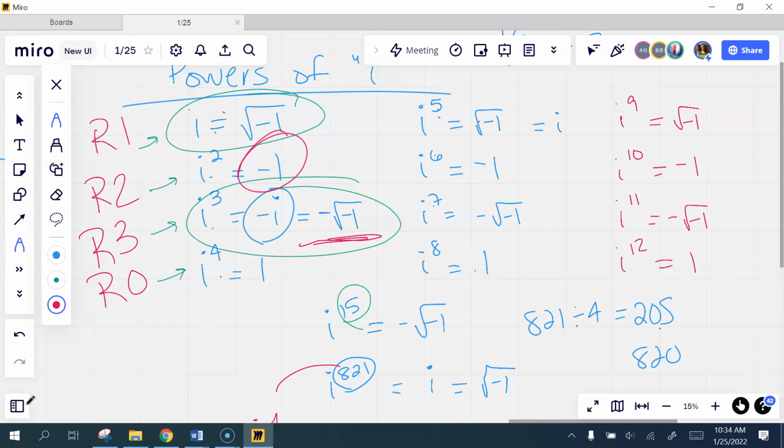And we just said that the answer is based on your remainder when you divide by 4. So if you get a remainder of 1, there's your answer. A remainder of 2, a remainder of 3, and if there's no remainder, it's just 1. Just so you know.